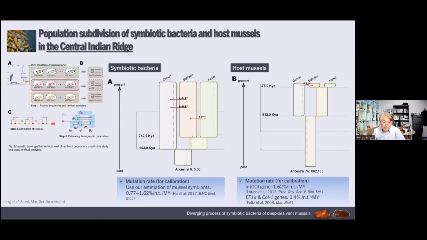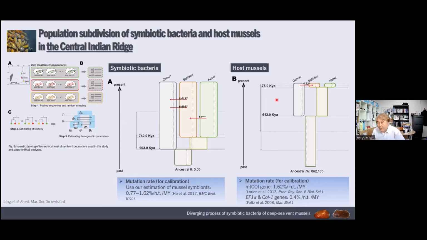Among these three possible topologies, we finally found the most probable topology of symbiont and host mussel. To me, surprisingly, symbiont bacteria and host mussel show the same topology, although their depths are different. And first, for bacteria, we used our mutation rate found from EPR and applied this estimation, and then we finally got this time estimation, like 900 thousand years ago, 700,000 years ago, this split time, and then a very statistically significant gene flow direction, bidirectional between only solitaire and one-way direction from chiral to solitaire.